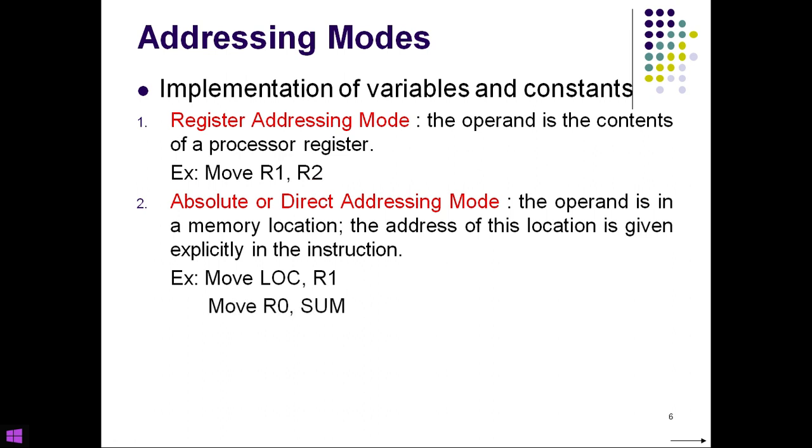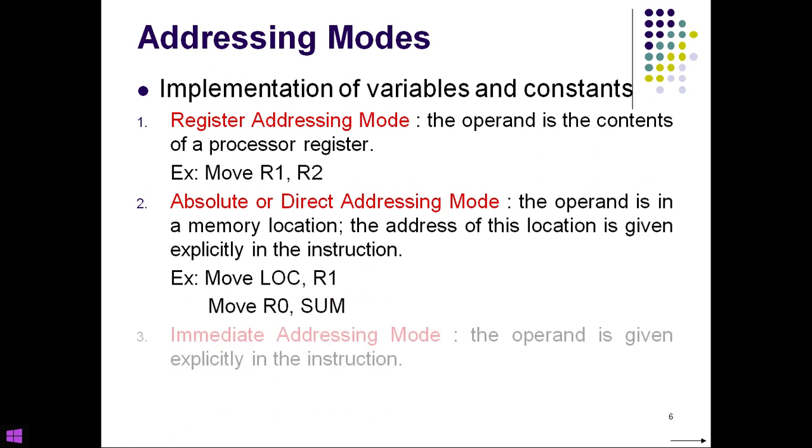Okay, so this is one more example. What we have done here is moved the contents of R0 into SUM. Whatever the contents of R0 are, we are moving them into a memory location, SUM, not into a register. SUM is a memory location. This is how you distinguish between a register and a memory location. Okay, friends, so this is your absolute addressing mode.